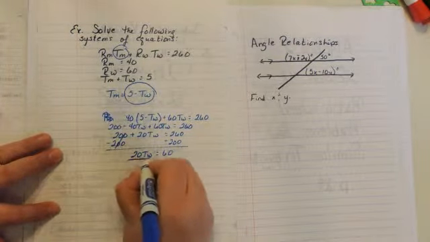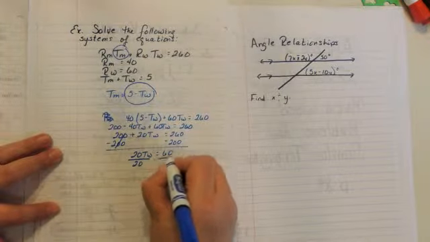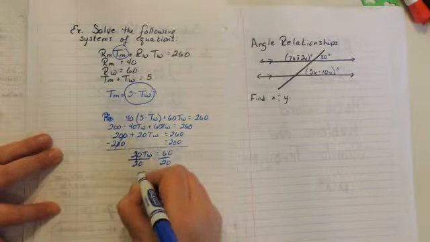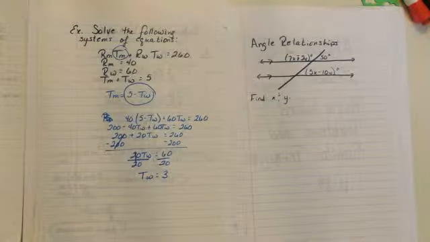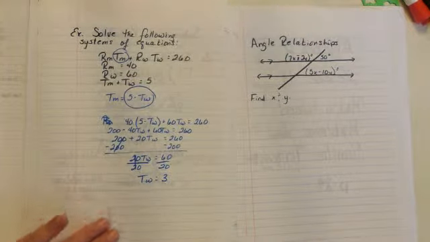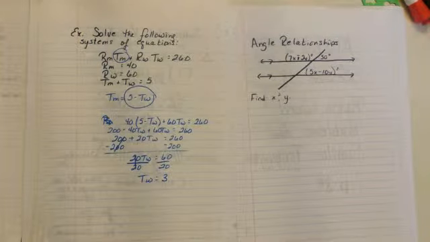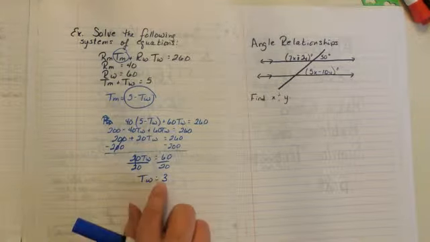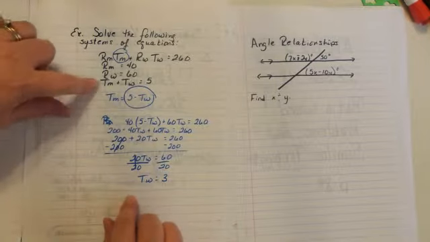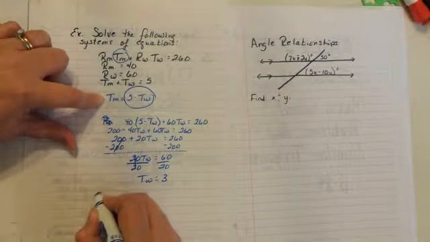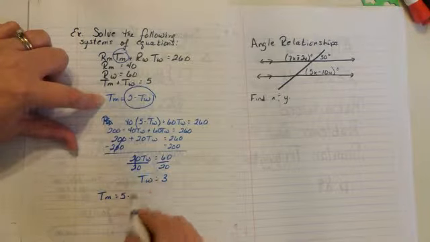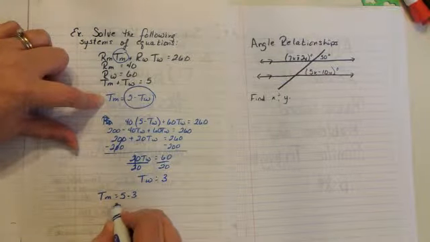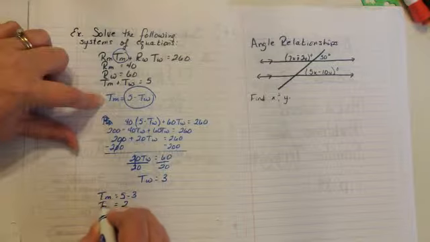And now we can solve for the time of William by dividing by 20. The time of William equals 3 hours or weeks or centuries or millennia, whichever it is. Okay, if the time of William is 3, then we should be able to solve for the time of Mike. The time of Mike equals 5 minus the time of William. So the time of Mike equals 2.